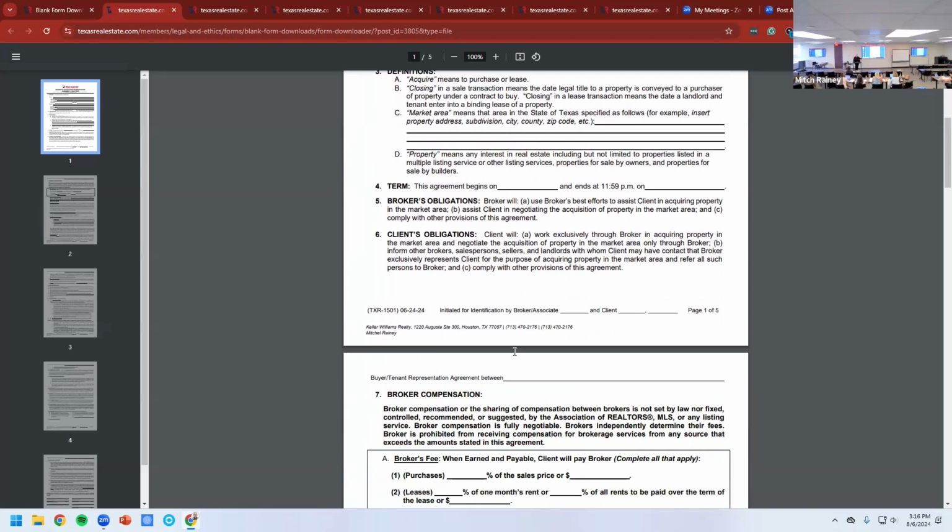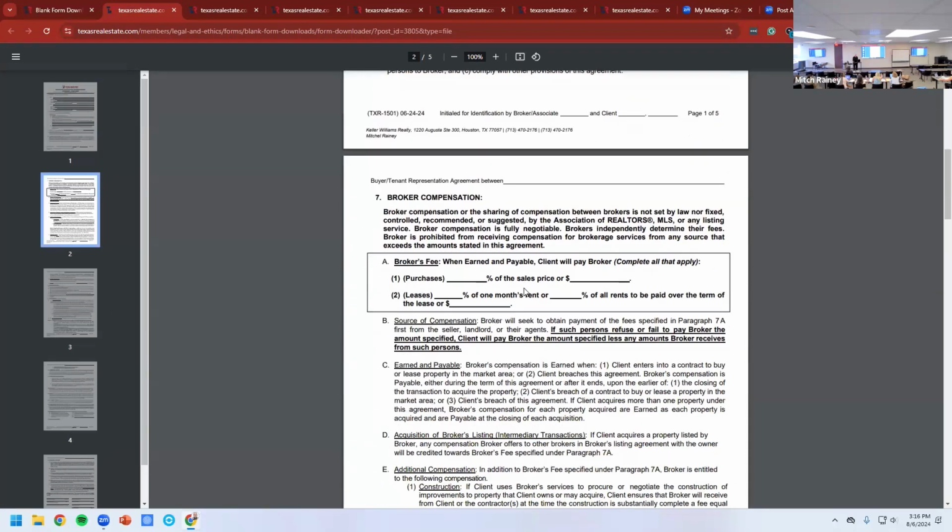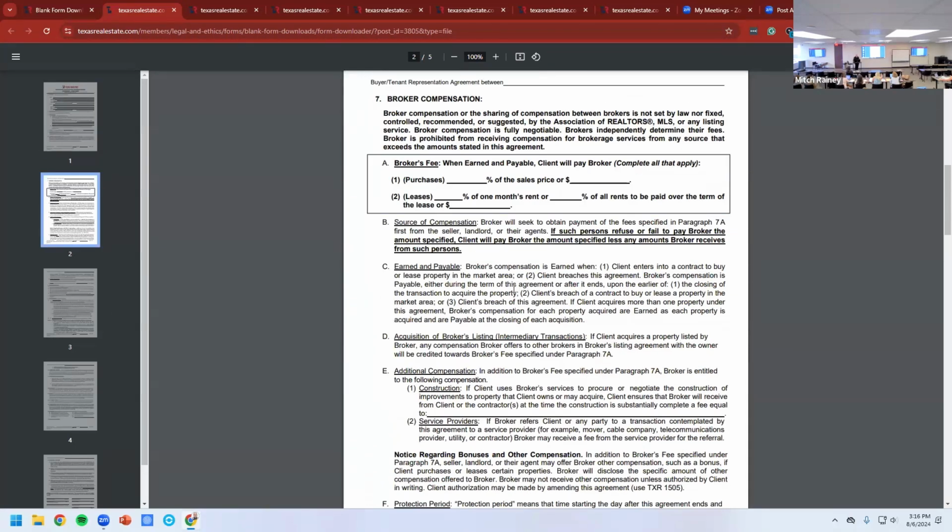Broker's obligations: use your best effort to find a property and assist them with negotiating in the market area. Client's obligation is to work exclusively with the broker to acquire property in the market area, not to negotiate, and to let everyone know that they're represented. Paragraph 7. This is your compensation. Again, it's the same paragraph as you saw in the listing agreement. That broker's compensation is sharing compensation between brokers, blah, blah, blah. You should have it memorized by now. Broker's fees: when earned and payable, client will pay broker for purchases.